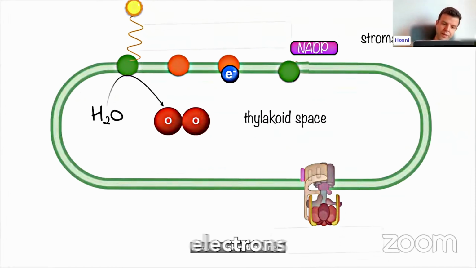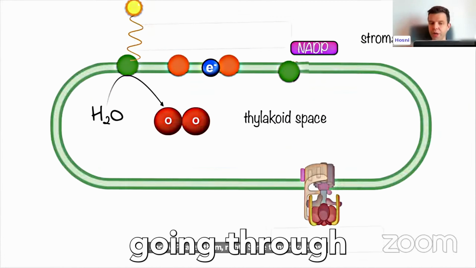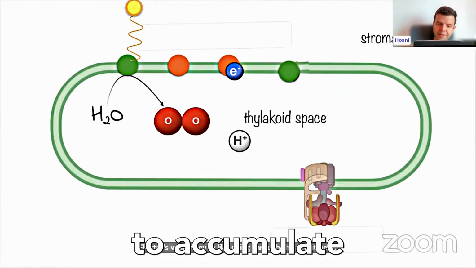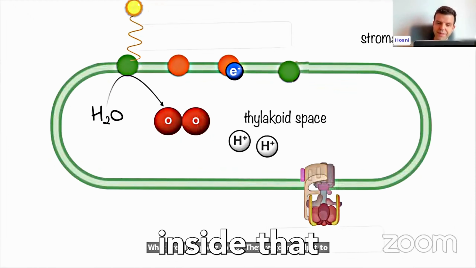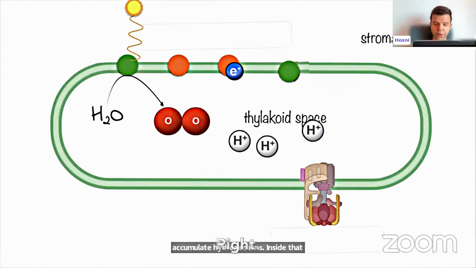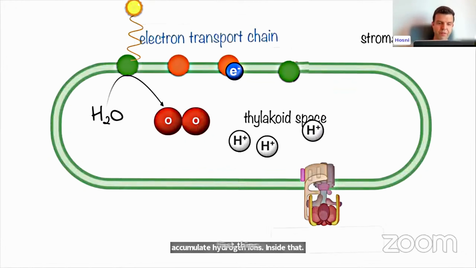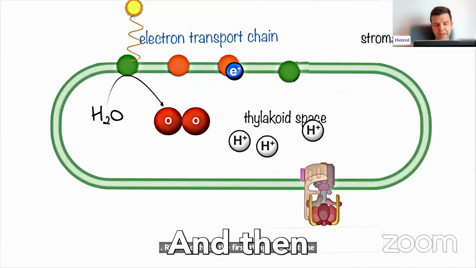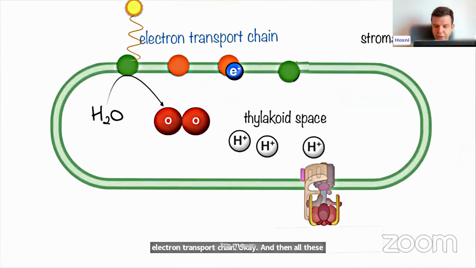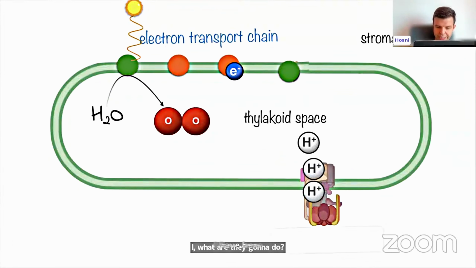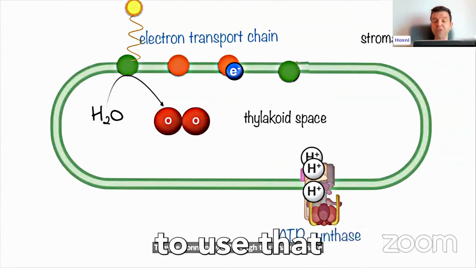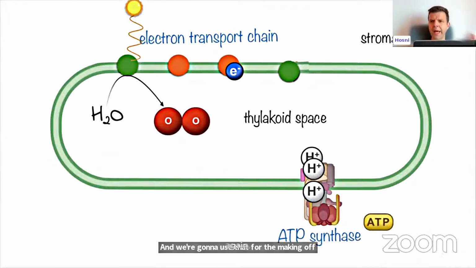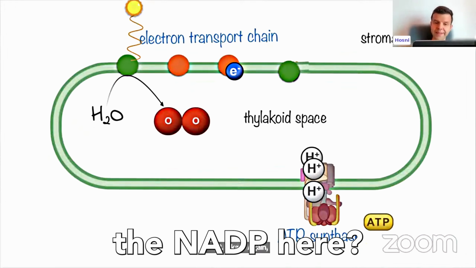Those electrons, while they're going through this circuit here, what are they going to do? They're going to help me to accumulate hydrogen ions inside that thylakoid, right? So that's the first thing. I call that the electron transport chain, okay? And then all these hydrogens, what are they going to do? They're going to move through this channel I have here, and we're going to use that for the making of ATP, okay?